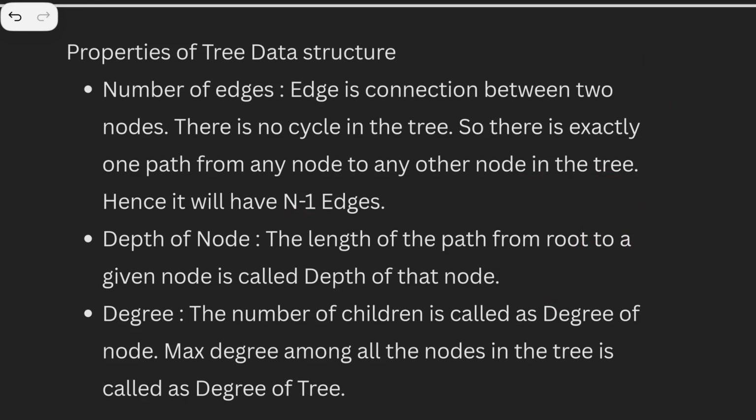We have already seen what depth of the node is. It's nothing but the level. We have already seen the number of edges that you are going to travel from the root to a given node is called the depth of the node. So the length of path from the root node to a given node is called depth of the node. We have already seen it.